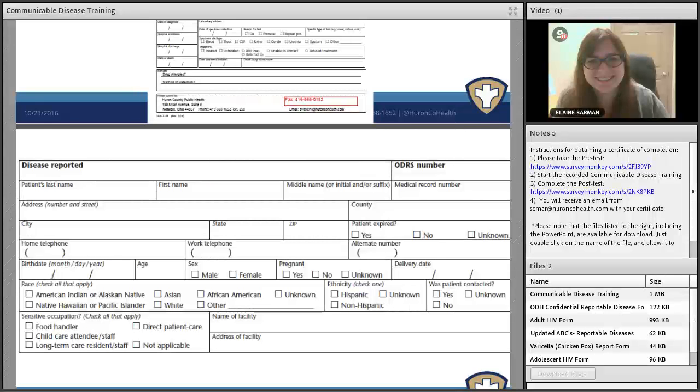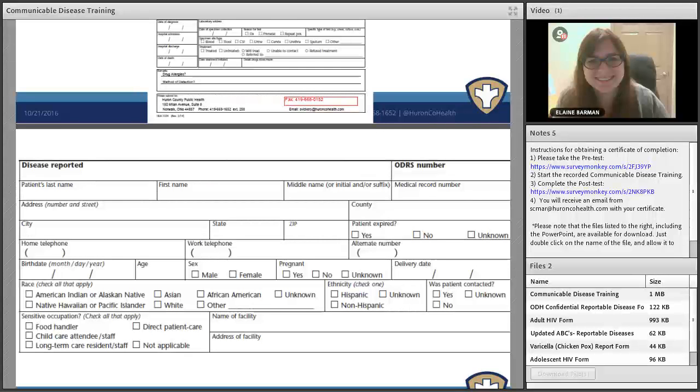So if, for example, you're one of the main doctors in the county, you see lots of patients, you get a patient from out of the county with a reportable disease, you can still send it to me and I will forward it on to the correct health department. So the address is a very important piece.